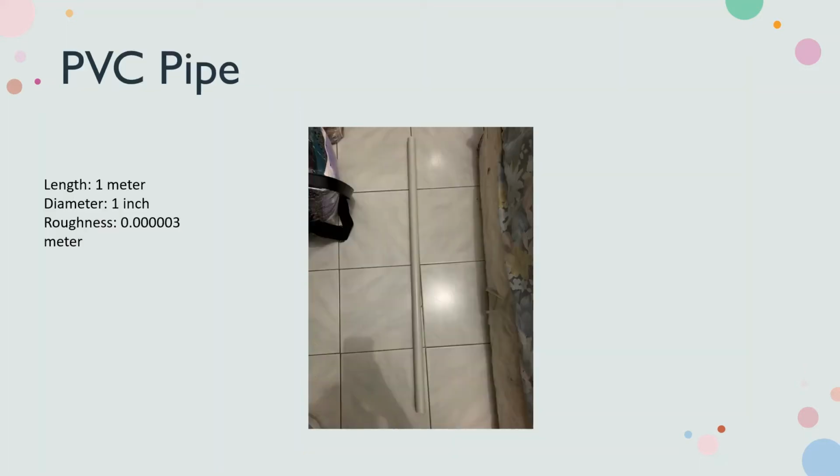For the PVC pipe, it has a diameter of 1 inch and a length of 1 meter, and since it is a smooth pipe, it has a roughness of around 0.000003 meters.